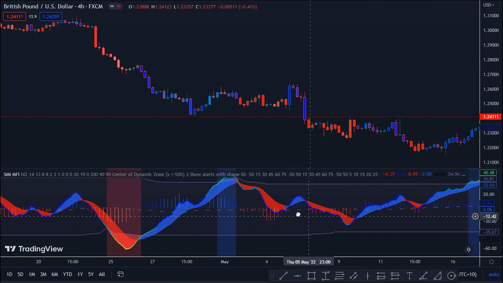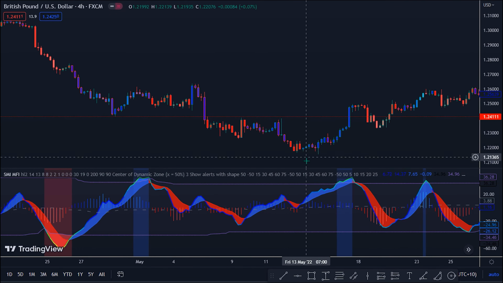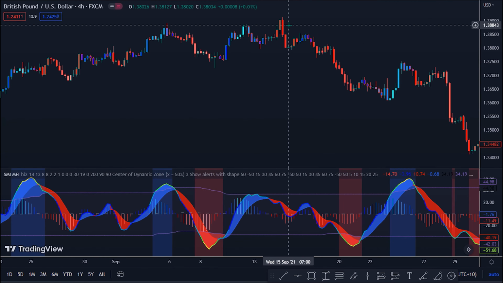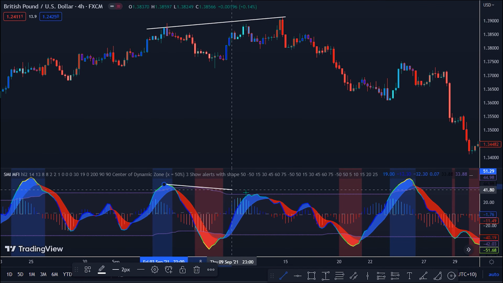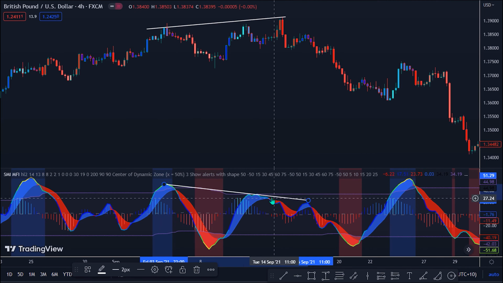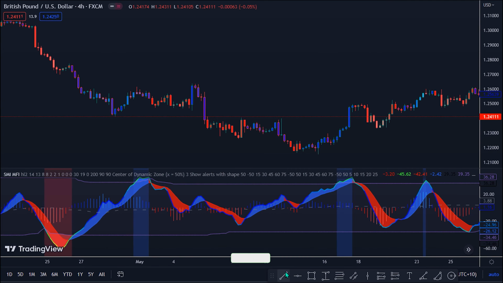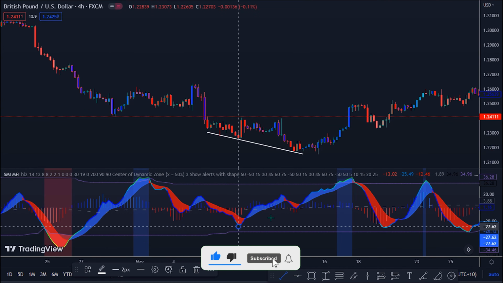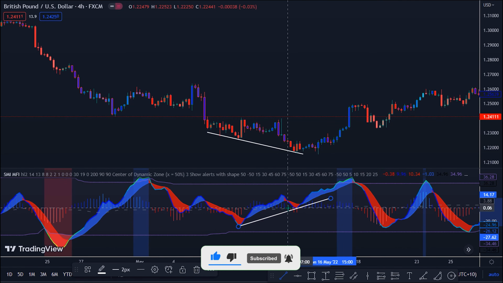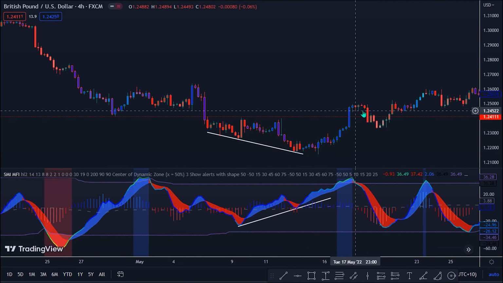Also, pay attention to divergences between SMI, MFI, and price. If the price is rising, but the SMI MFI is showing negative divergence, it could indicate that momentum is waning and a reversal could be in the offing. Likewise, if the price is falling, but the SMI MFI is showing positive divergence, this could indicate that momentum is building and a reversal could also be in the offing.